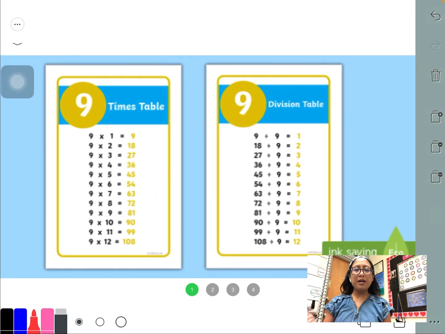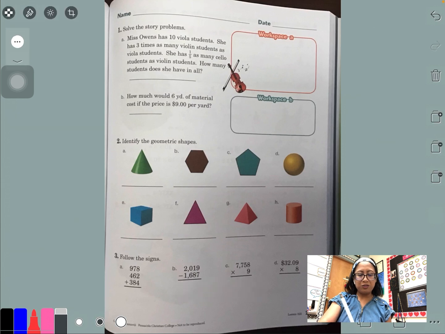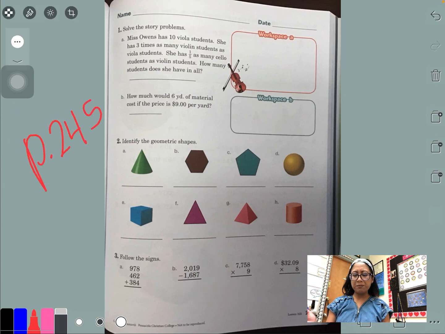Okay, now you may have your math books open to page 245. Page 245, as you can see on the screen, we've got some geometric shapes. We've got some follow the signs problems, but we're going to start with the story problems.